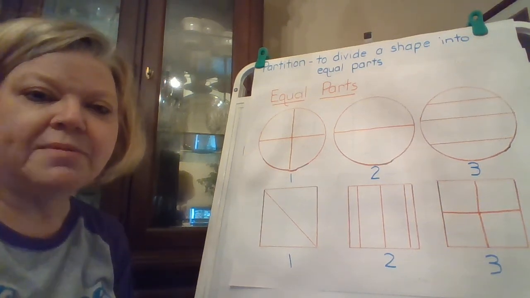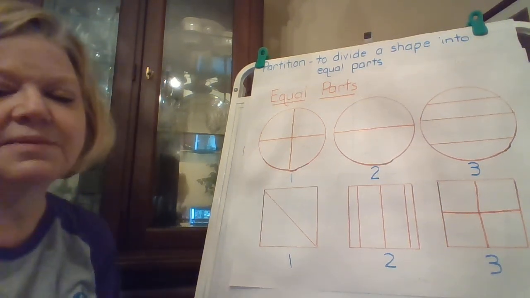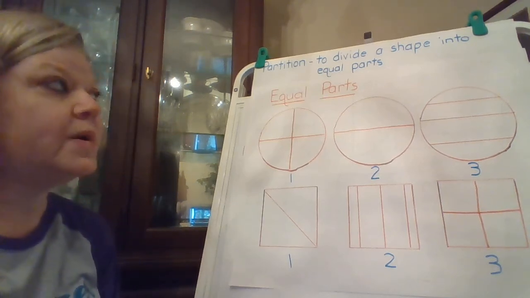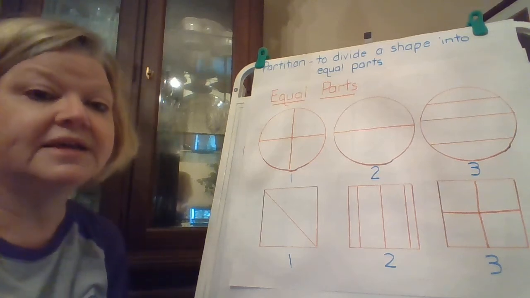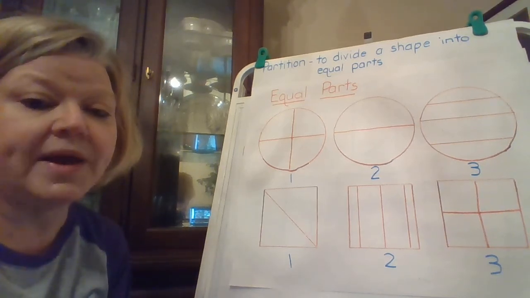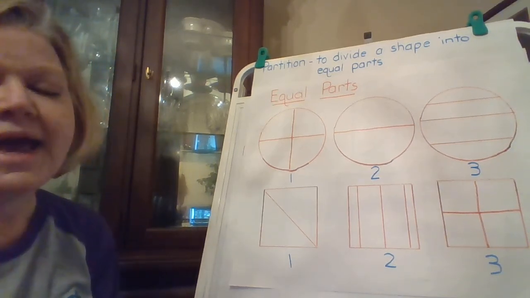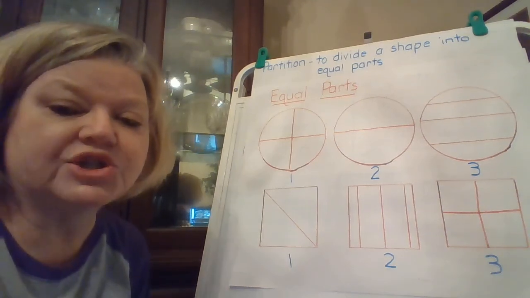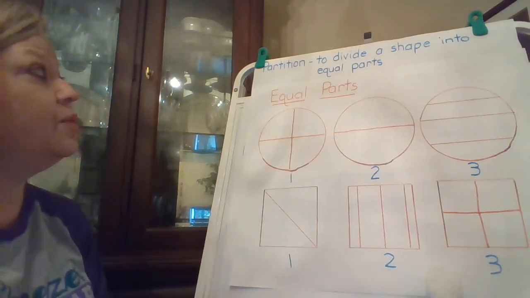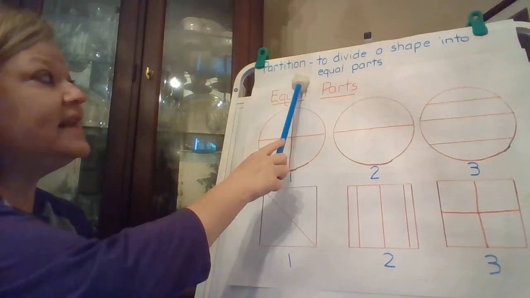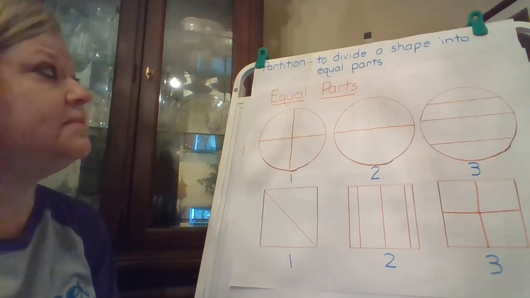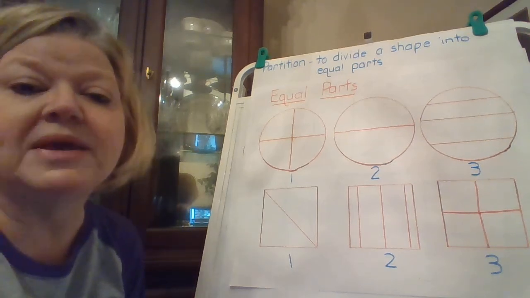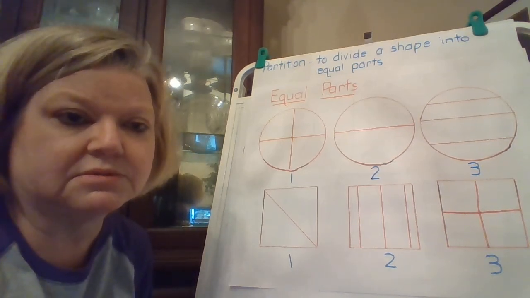Hello, Ebenezer mathematicians. We're ready to begin something new this week, and we're going to be talking about partitioning shapes, especially circles, squares, and rectangles. And I want to talk about what partitioning means. If you will look up here, I have a definition of what partition means. Partition means to divide a shape into equal parts.